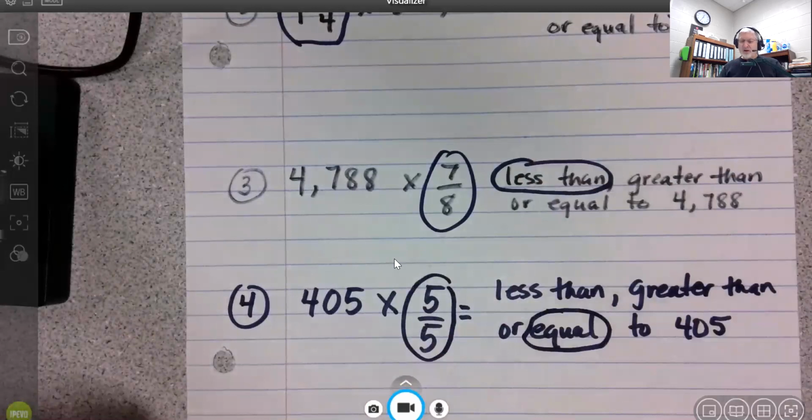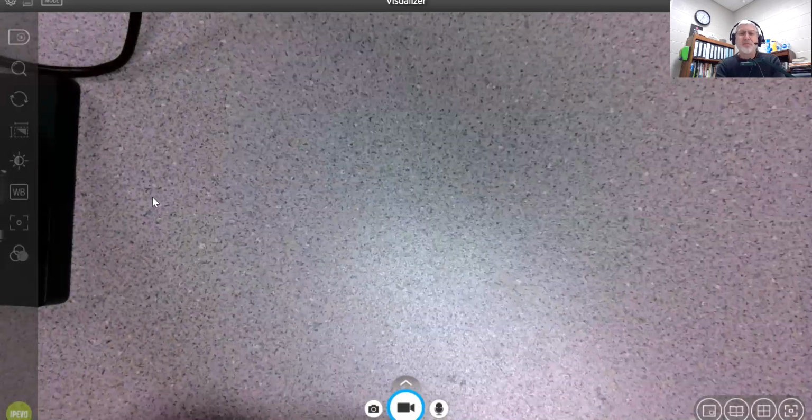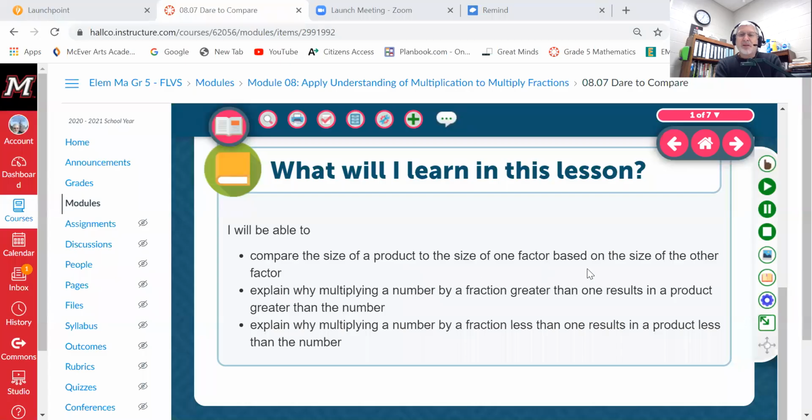So this is all that standard is asking us to do in our learning target. So if we go back to see our learning target that we started out with, it is I can compare the size of a product to the size of one of the factors based on the size of the other factor. So what we did is we compared 2 different factors. And we looked at one factor to see if it was greater than, less than, or equal to 1. That's all that standard was telling us. That's all that learning target.